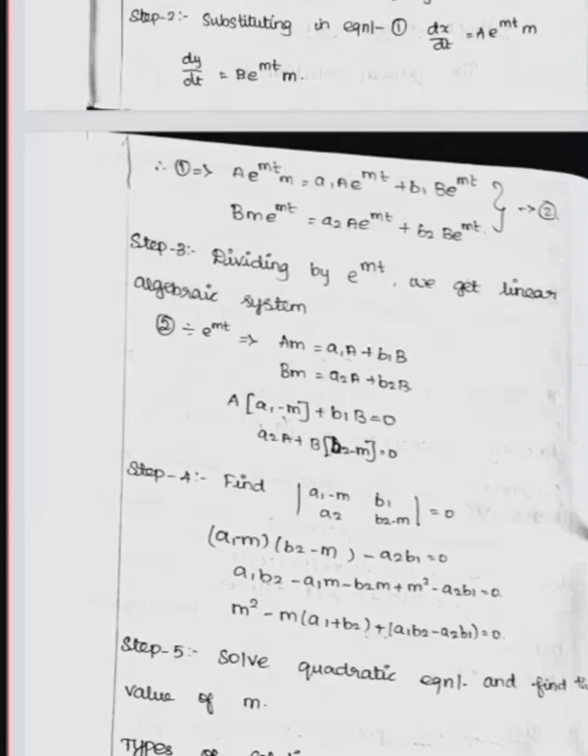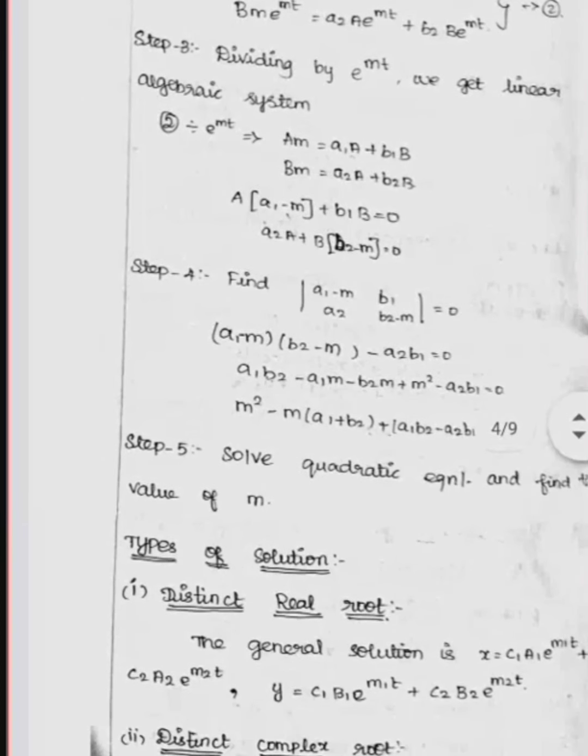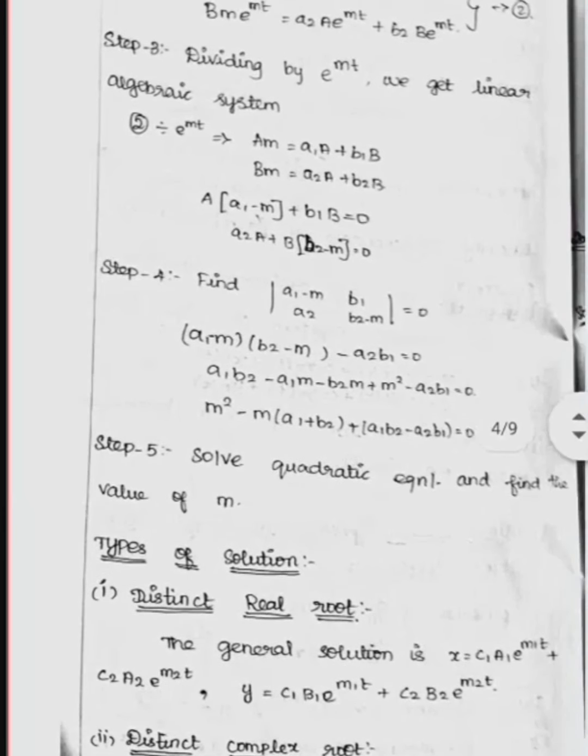So you know already, if it is a real type root, you can write it as A into e to the power m1x plus B into e to the power m2x. And complex type, you can write it in the form e power alpha x into A cos beta x plus B sin beta x. And similarly, if the roots are equal, it is A plus Bx into e to the power mx. Likewise, you have to derive the solution according to which type of root occurs. So there are 3 types of solution here also. The first type is distinct real roots.